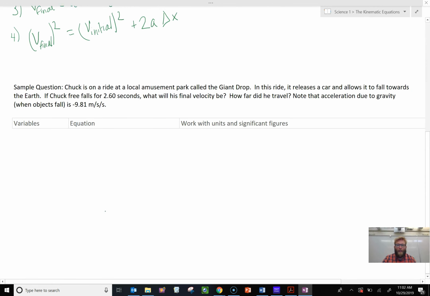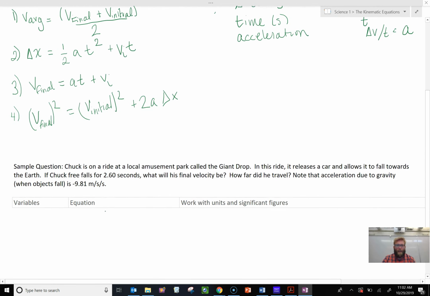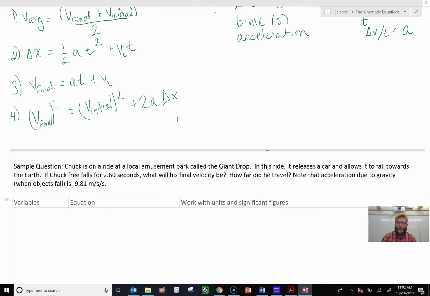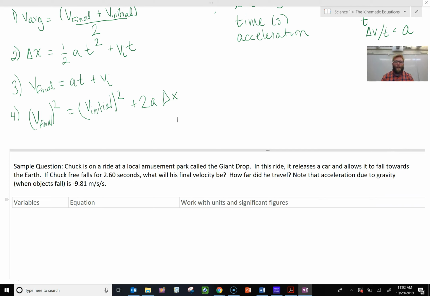Okay, so the question that we're going to be looking at is this one down here. So I'm going to leave those equations up there, and we'll figure out which one we're going to be looking at in a sec. So let me move. Okay. All right, so our sample question here.